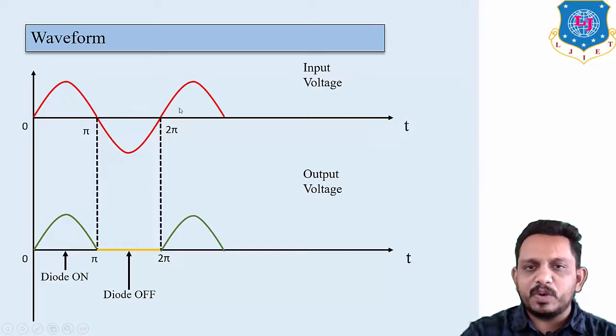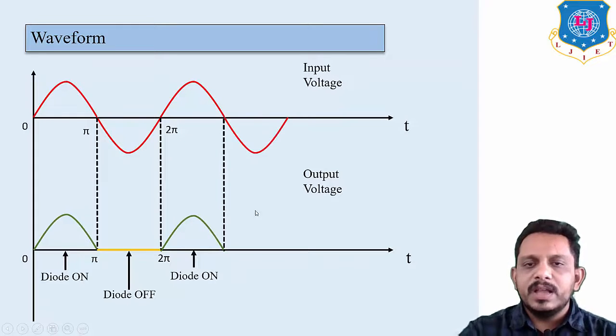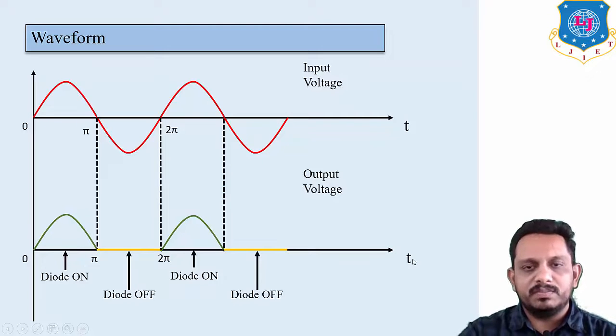That means for the next positive half cycle, diode is again turned on, so you will get the output from this limit, that is diode on. In the negative half cycle again, diode is turned off, so no output is taken out. So you can see that we got the unidirectional output, which is nearly the DC voltage.